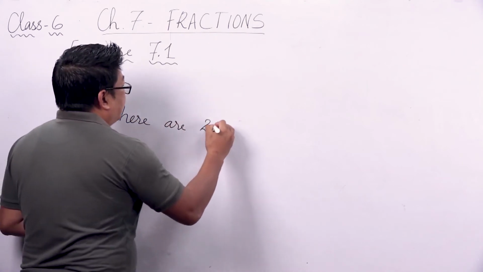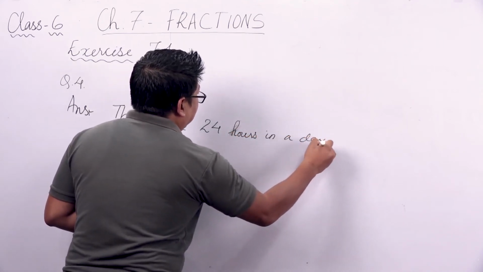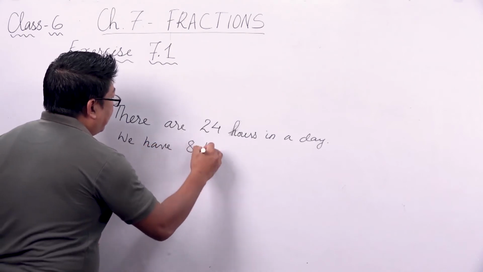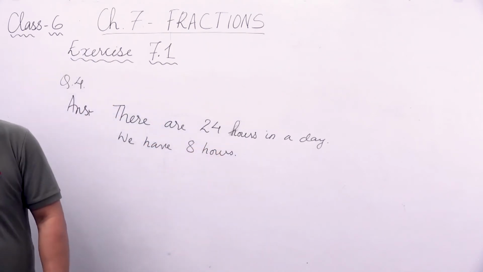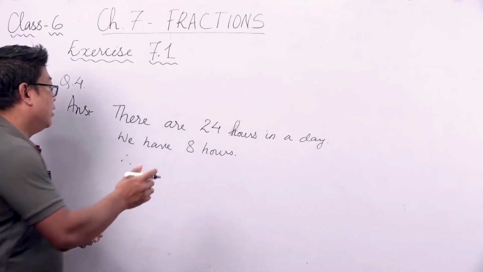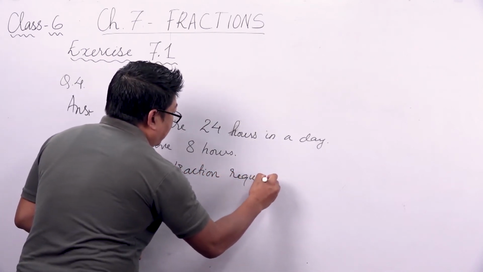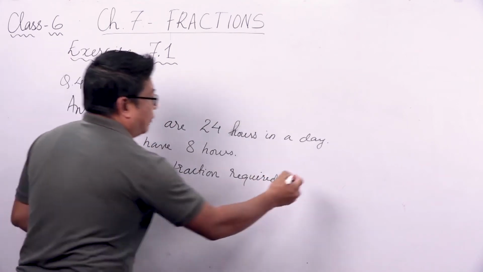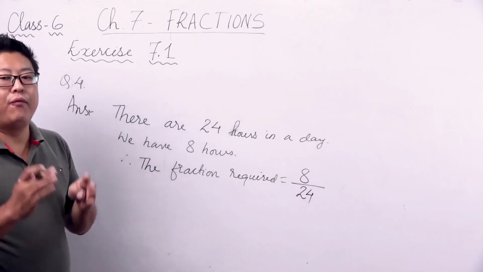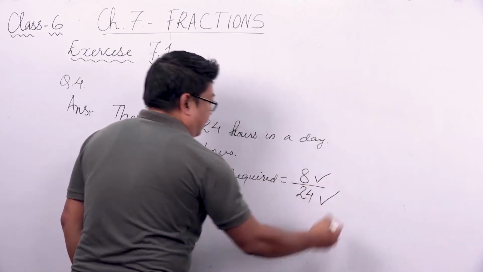There are 24 hours in a day. And we have been given 8 hours. So the fraction required, the fraction of a day is 8 hours. What fraction of a day is 8 hours? So the fraction that we will get will be 8 hours out of the total, which is 24. A day means 24 hours. So we will write 8 by 24. That means 8 hours out of 24 hours.